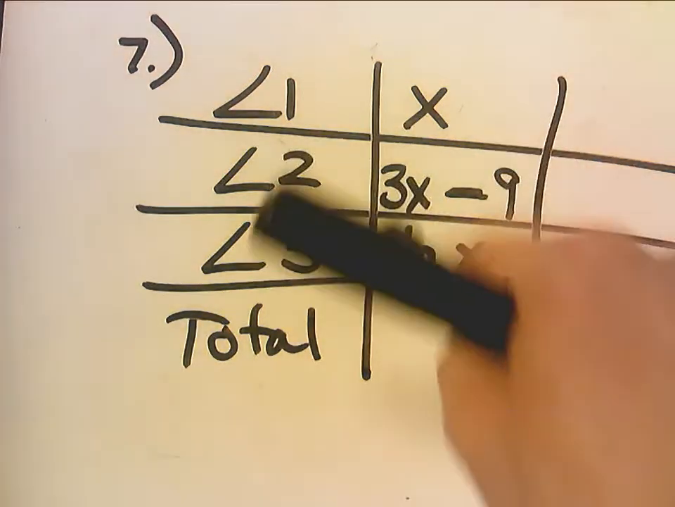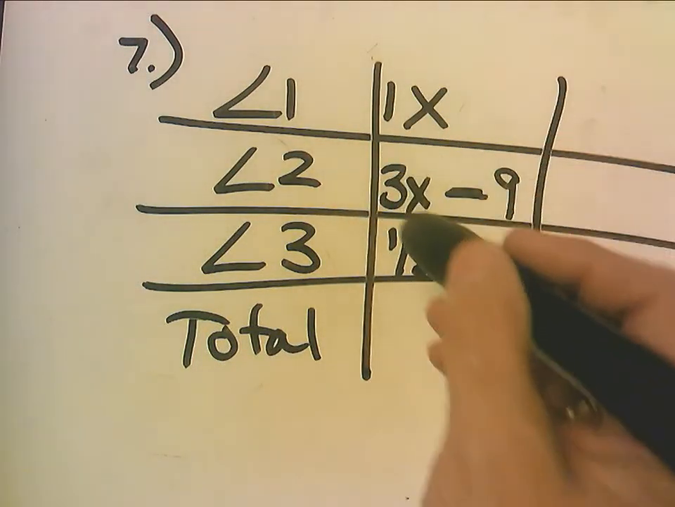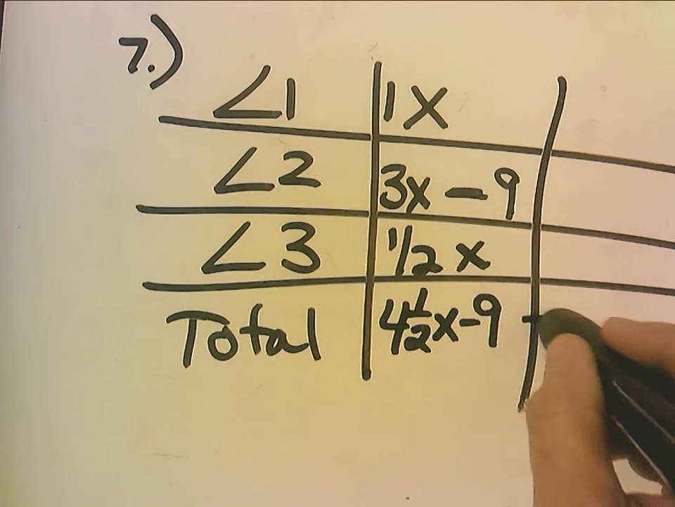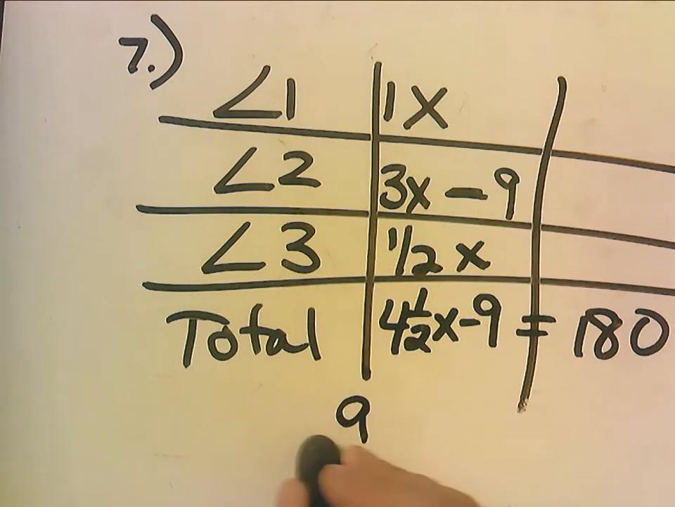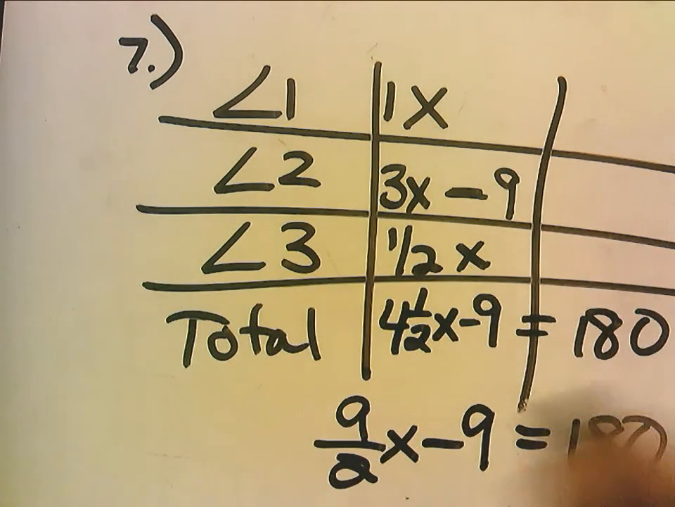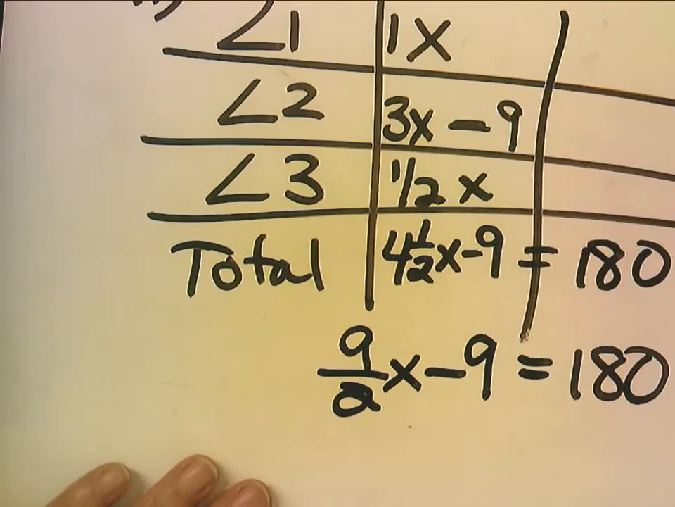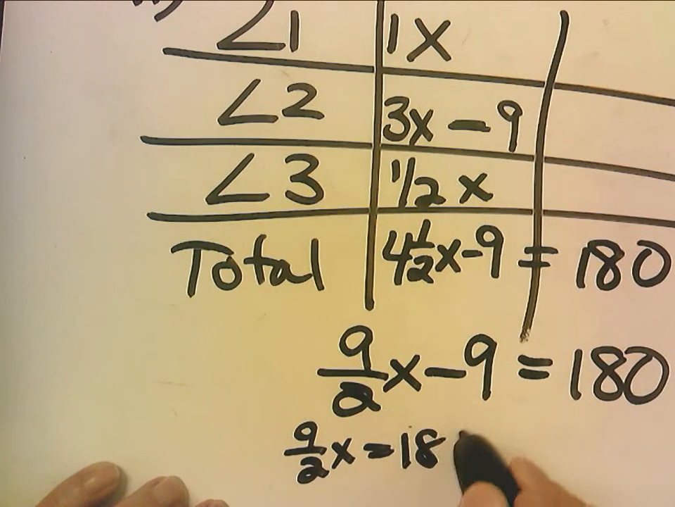Now this is where it's a little tricky, but you guys know how to deal with fractions. So what's 1x plus 3x? It's 4x. Plus a half would be 4.5x. 4.5x minus 9 equals 180. Now, since this is an equation, we don't work with mixed numbers when we work with manipulating fractions. So I'm going to write this as 9/2 x minus 9 equals 180. First thing I'm going to do is add 9 to both sides. So let me add 9 to both sides. So I get 9/2 x equals 189.